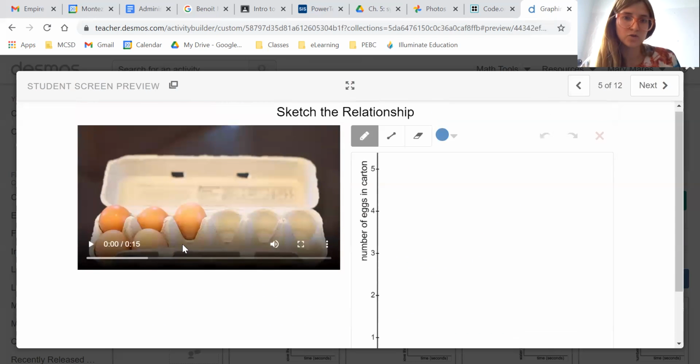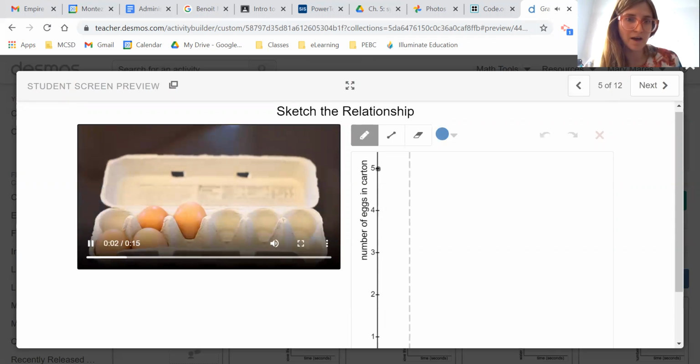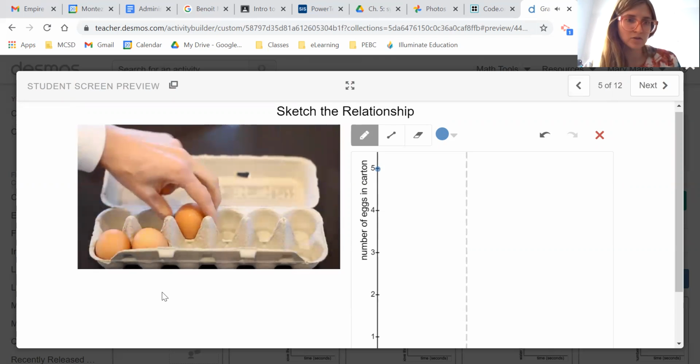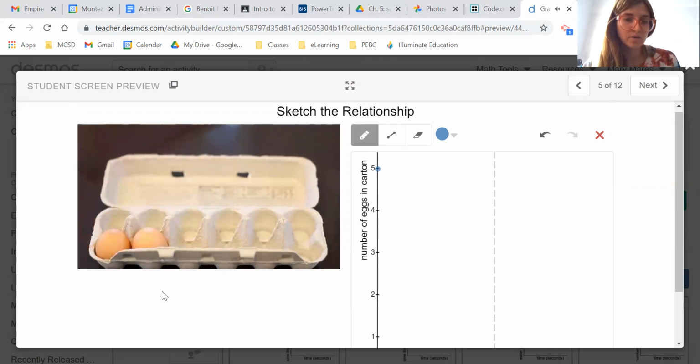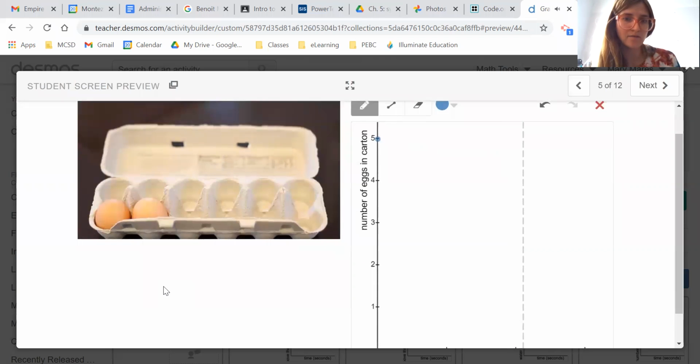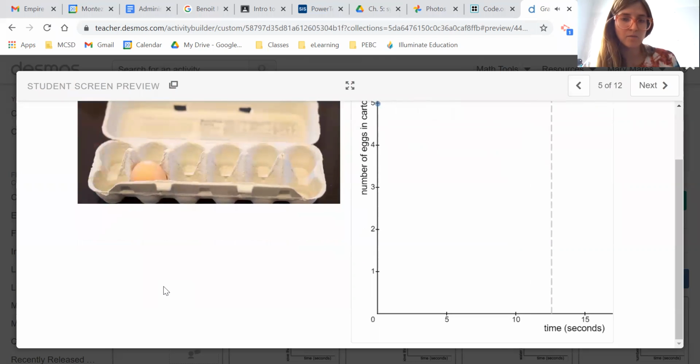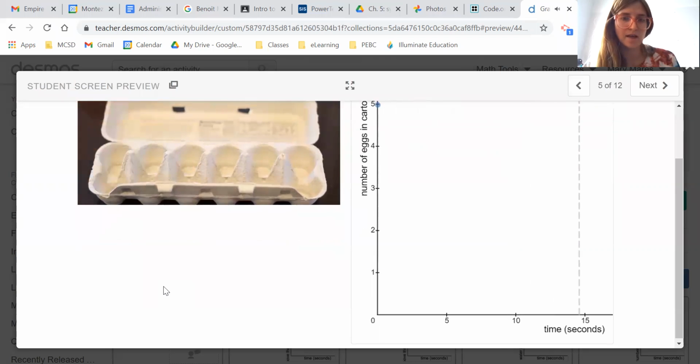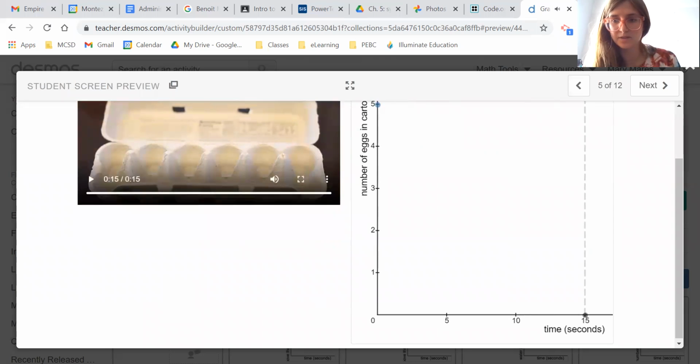And then we'll go into number of eggs in a carton. So starting with, we start with 5, and then 1 was taken, and then 2, 3 were taken, so 2 are left. And then 1 more is taken, and then the last one is taken. So we're going to end up at 0 just before the 15 seconds.